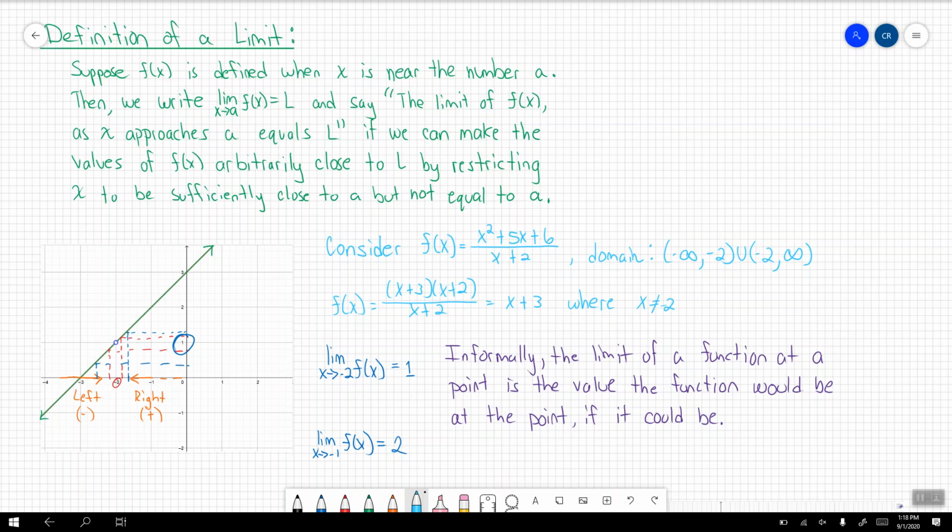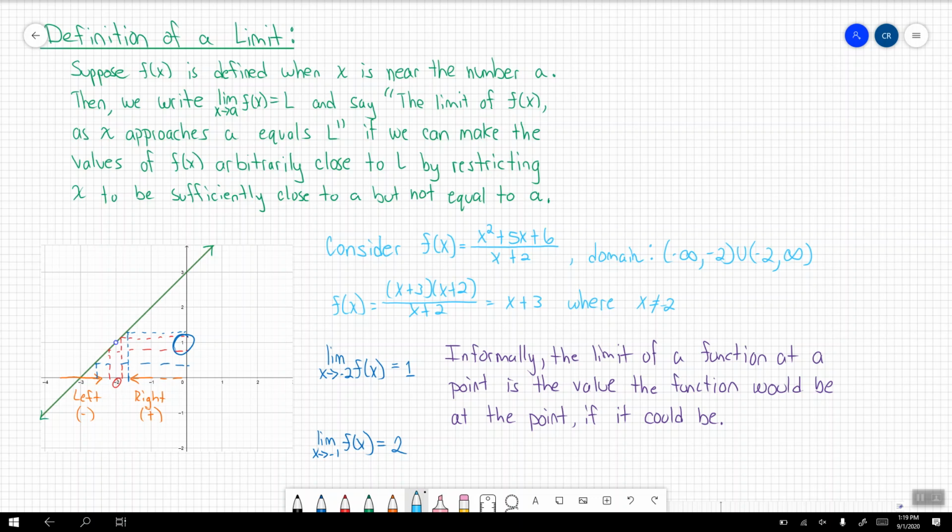Now, more informally, that big technical definition we wrote at the top of the screen boils down to this. The limit of a function at a point is the value the function would be at the point if it could be. So process that for a little bit. Again, we're anticipating what this function output could be. Not what it is, but what it could be if it existed.